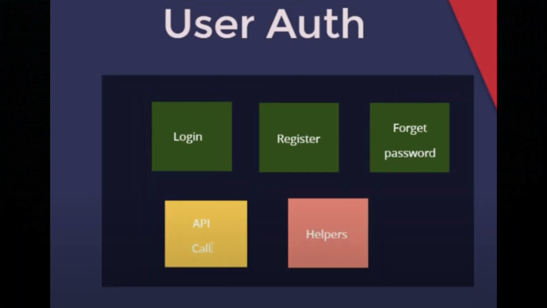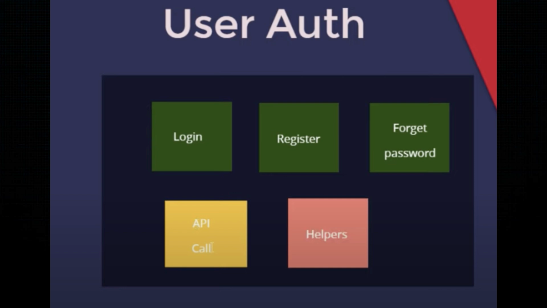For example, we have one module with the name of user auth. In that we have login, registration, forget password, API call, and helper. Helper will basically be used for color scheming or validation and other stuff, and the API call will support login, register, and forget password. So this will be a complete module.